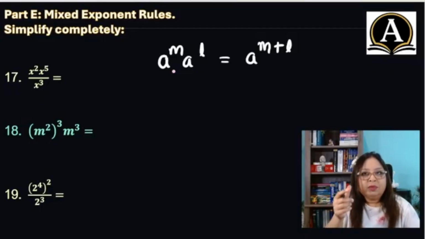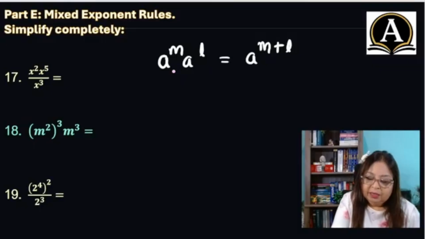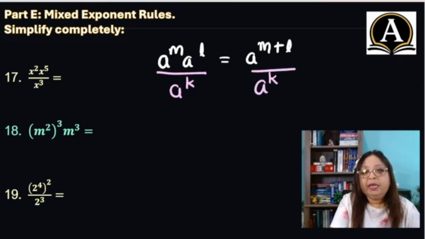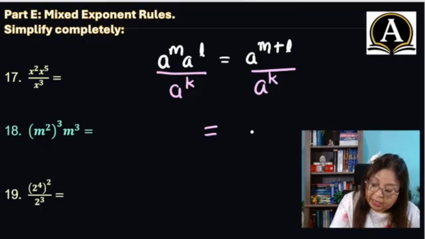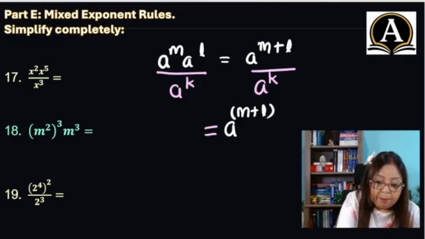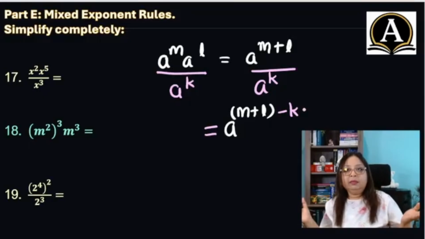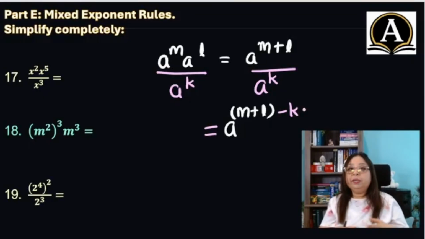Now let's twist this problem a little bit. Divide this by a to the power k. That means the right-hand side also gets divided by a to the power k. Now you use the power rules for quotients. This will give you a to the power m plus l minus k. Simple, right? I hope you're seeing the pattern here.